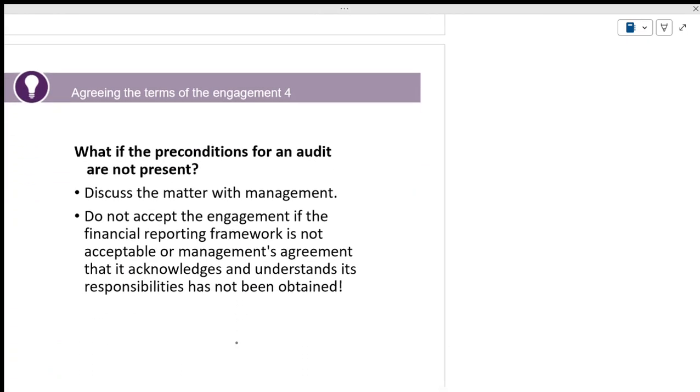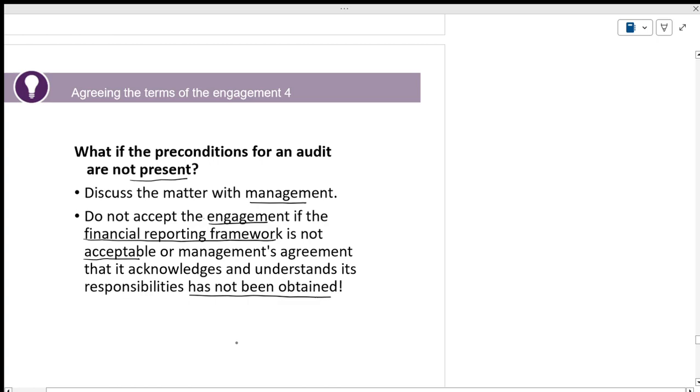What if the preconditions of the audit are not present? What is the alternative? They say, discuss with the management. Do not accept the engagement if the financial framework is not acceptable. You should not accept the engagement. You should not accept the offer. Management agreement is not there, and it does not acknowledge and understand the responsibilities.